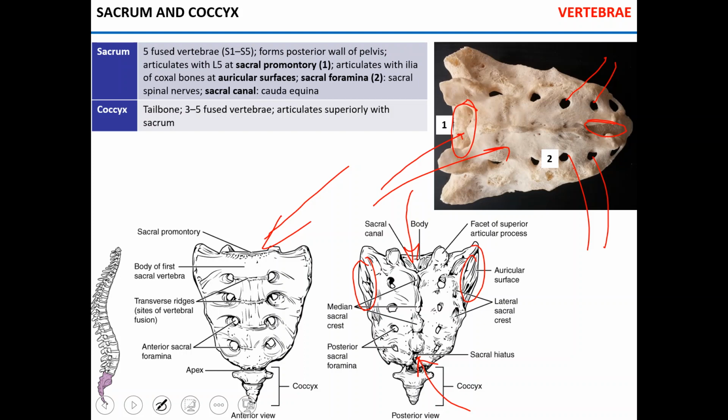The tailbone, or the coccyx, several fused vertebrae. It varies from individual to individual, and it articulates here superiorly with the sacrum.